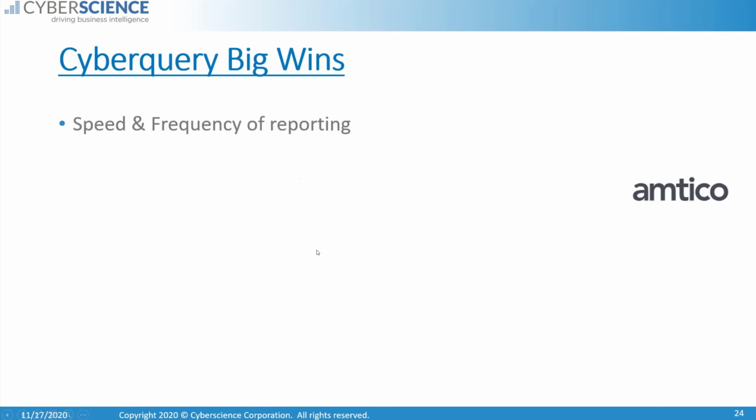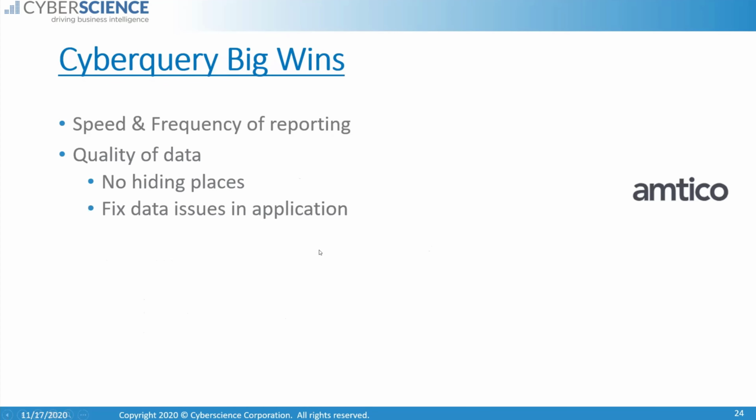So big wins: speed and frequency of reporting, quality of data. One of the nice things about Cyberquery when you're reporting natively up against the database is you don't have a lot of data silos. You don't have data hiding in Excel in different places that you have to remember to go look for. It's right up against that database. And then ownership of data. They like fixing data issues within the application too. So they're using it as kind of like a diagnostic tool for data.